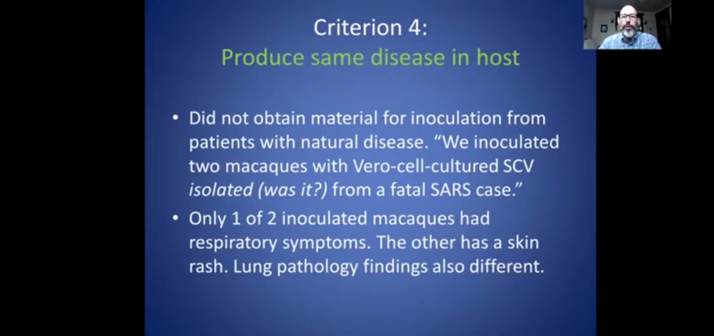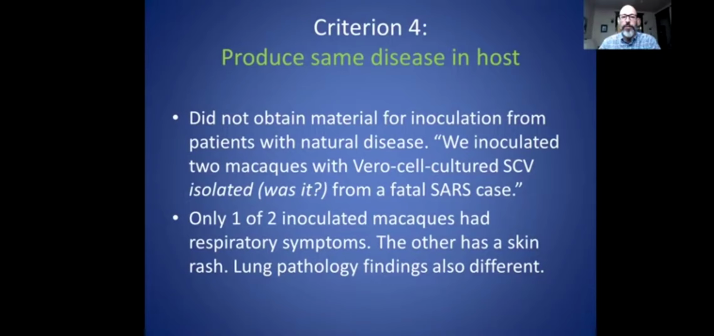So criterion 4, produce the same disease in the host. They did not obtain material from patients with the natural disease. Instead, they used virus that was cultured in monkey kidney cells. So once again, those cells would be producing exosomes and the virus was never isolated. So it's not really clear what exactly they're inoculating them with at all. However, out of those 2 macaques, and they only did this with 2, only one of them had respiratory symptoms.